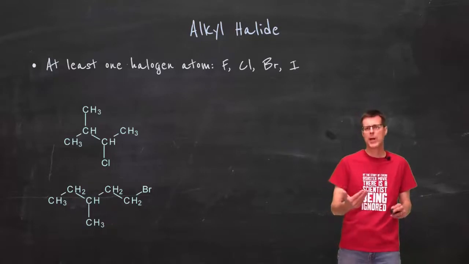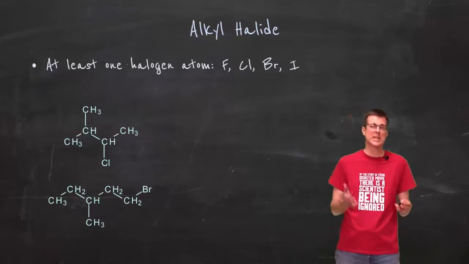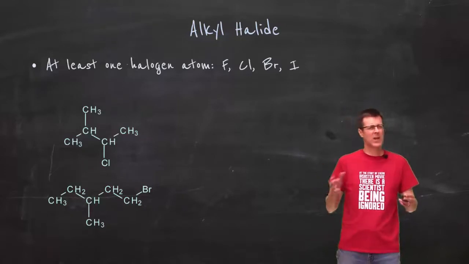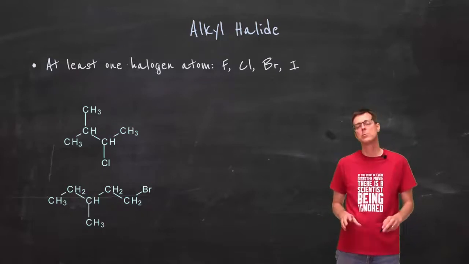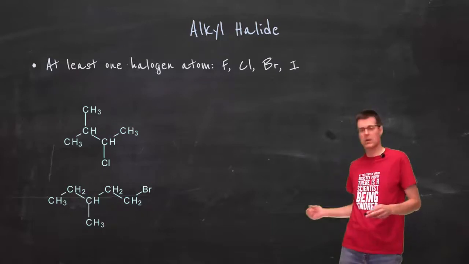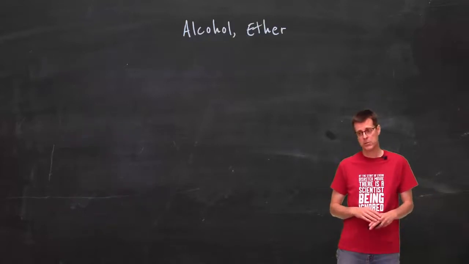You might be wondering what happens if there was a double bond in there instead of all carbon-carbon single bonds, and the answer is we're not going to have a lot of that where we have to decide what the primary functional group is, but a little bit. And we'll talk about that another time when we have to start prioritizing functional groups.